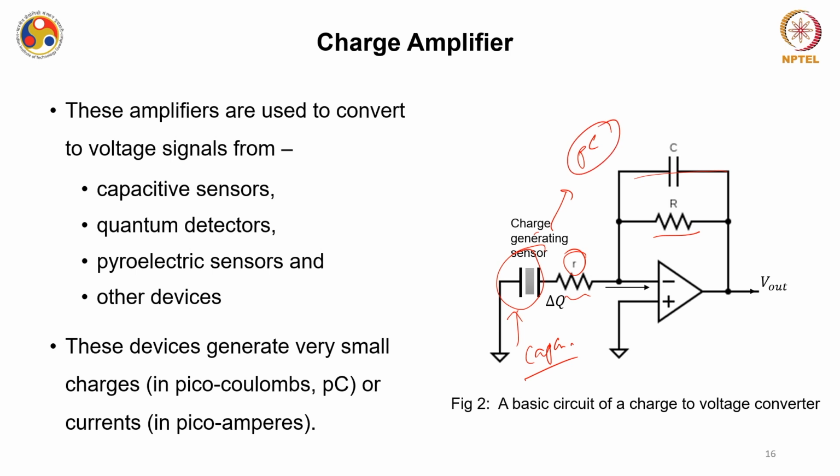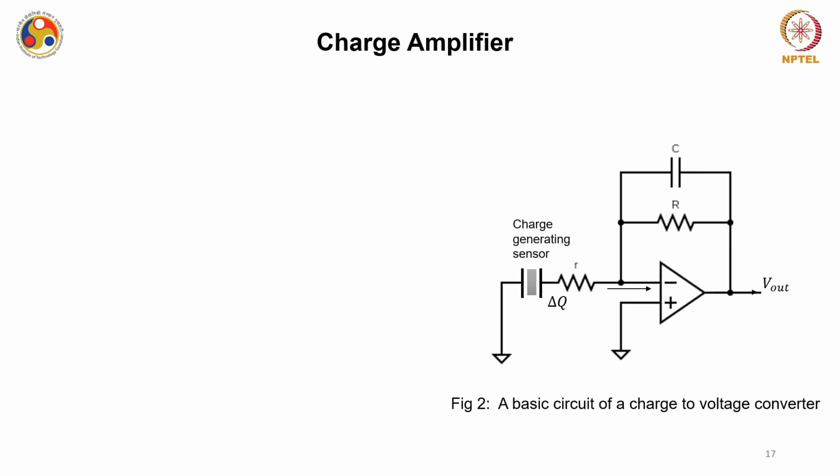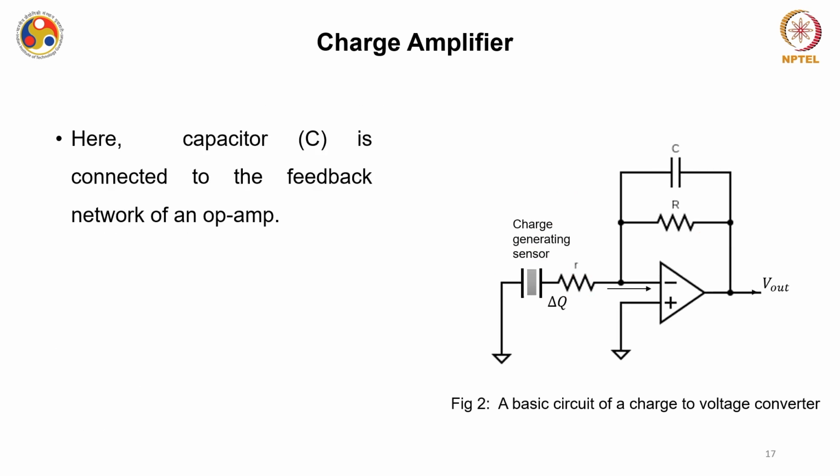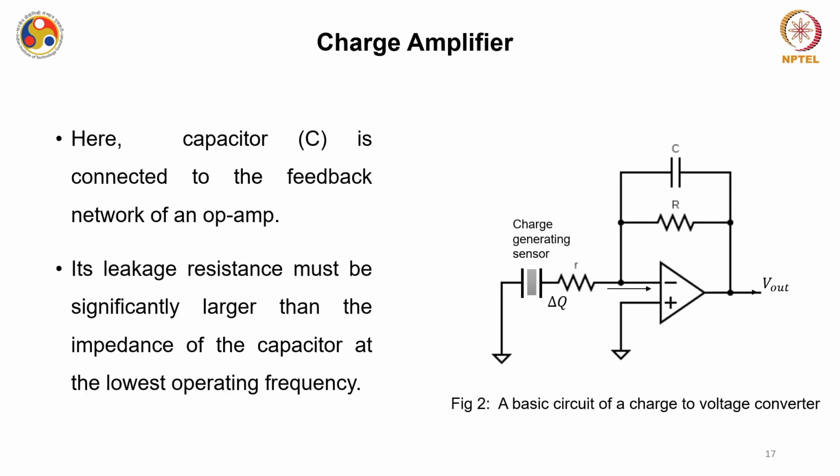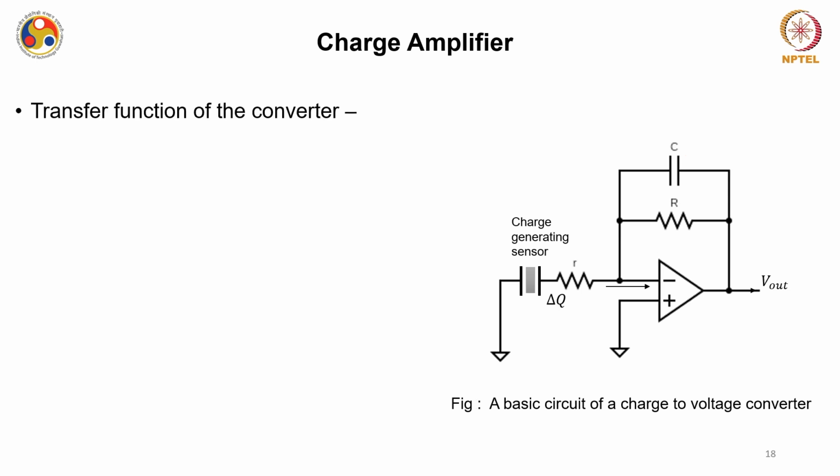Or maybe it can be in terms of some current, if you can quantize it with time, so in terms of some picoamp or something like that. That can be converted to a voltage signal using this kind of configuration. Here capacitor C is connected to the feedback network of the op-amp. Please note that the leakage resistance of this capacitance should be much larger as compared to the impedance of the capacitor at the lowest operating frequency. That should be the condition.